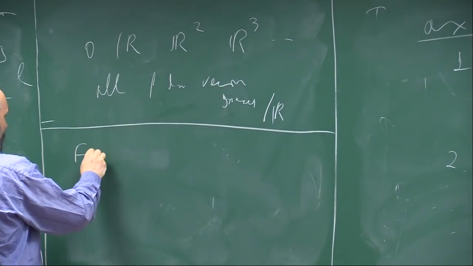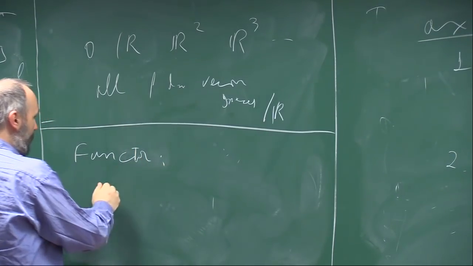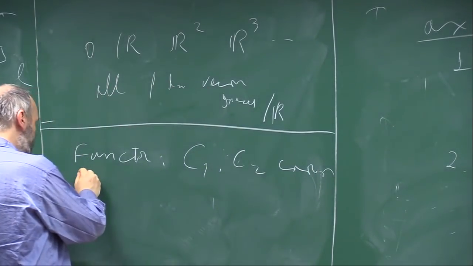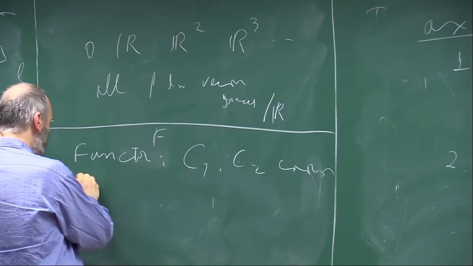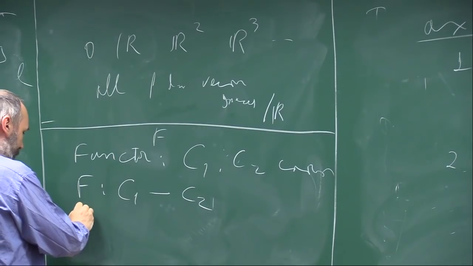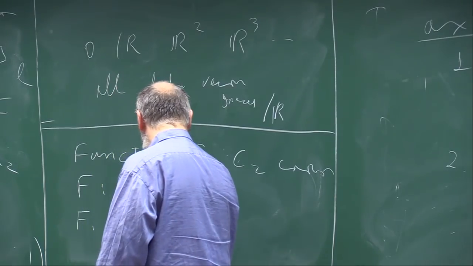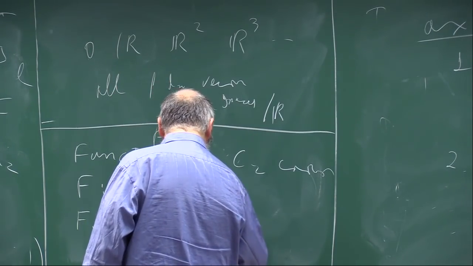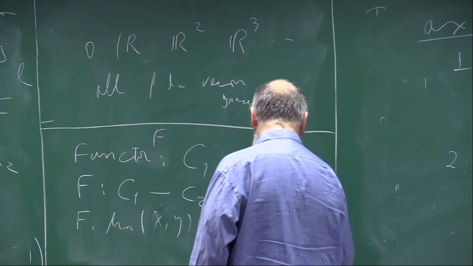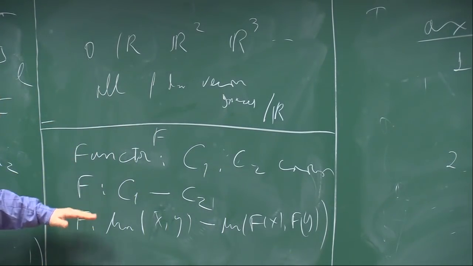So a functor is just a morphism of categories, essentially. If you have categories C1 and C2, you have a map, let's call it F. F is a map from C1 to C2, and then it is a map from morphisms from X to Y to morphisms from F of X to F of Y. So this is the collection of data for a functor.